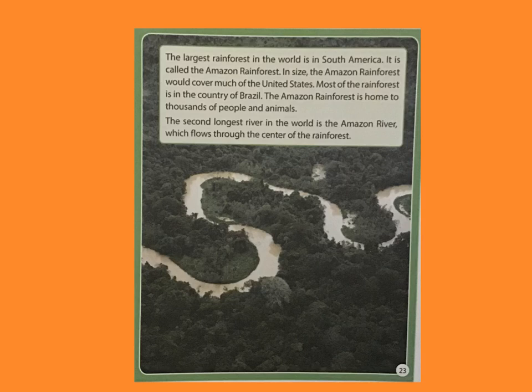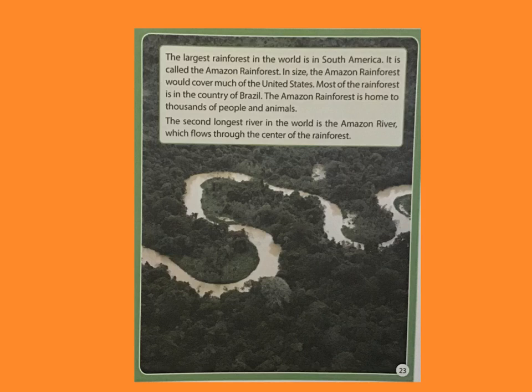The Amazon rainforest is home to thousands of people and animals. The second largest river in the world is the Amazon River, and that part of it is shown right here, which flows through the center of the rainforest. So this is all part of the rainforest. And here's the Amazon River, twisting and turning and winding, if you remember that vocabulary word, winding through the Amazon rainforest.